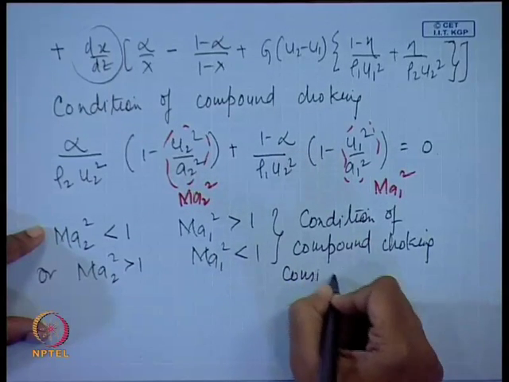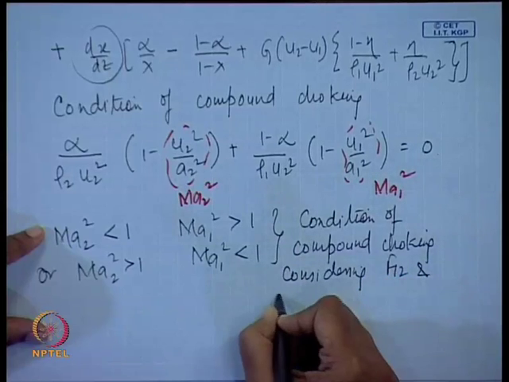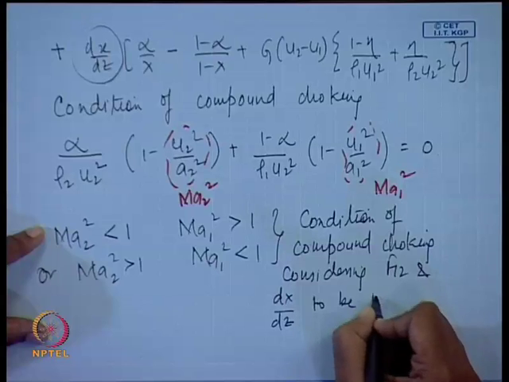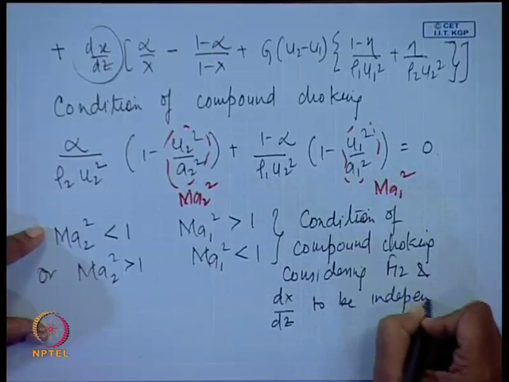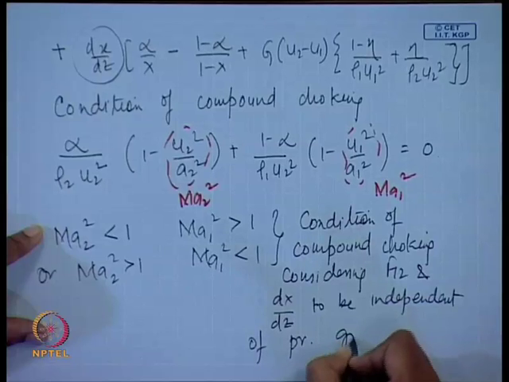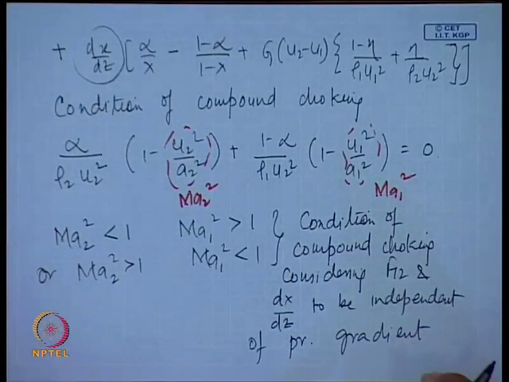Okay? So, therefore, this gives you the condition of compound choking, considering F12 and dx dz to be independent of pressure gradient. Under this condition, we have got the condition of compound choking. Now, tell me, for flashing what is going to happen?